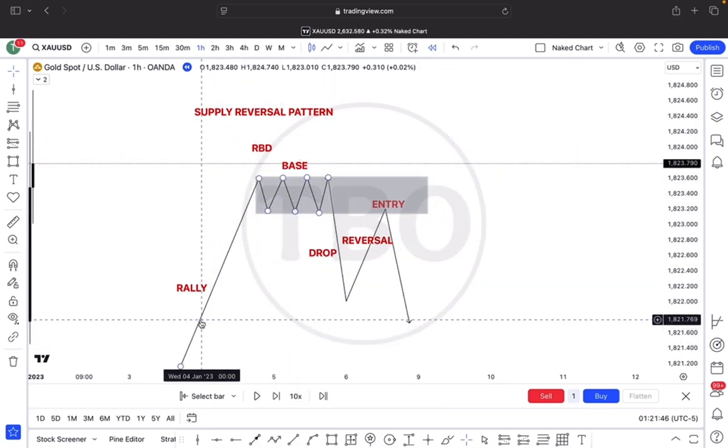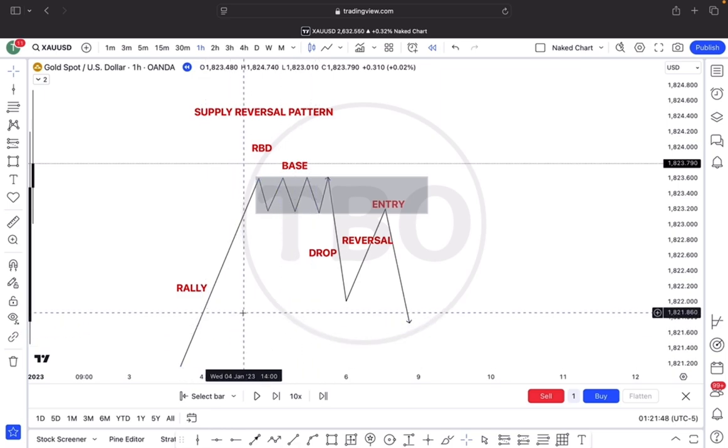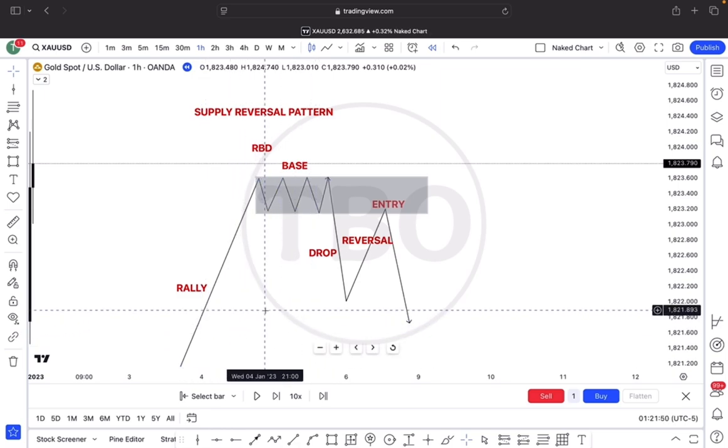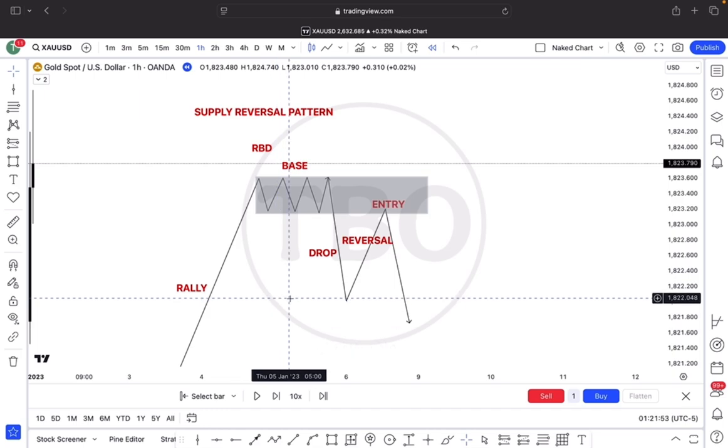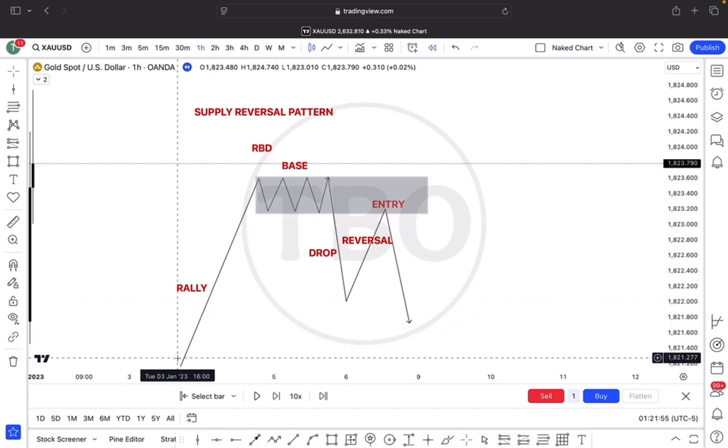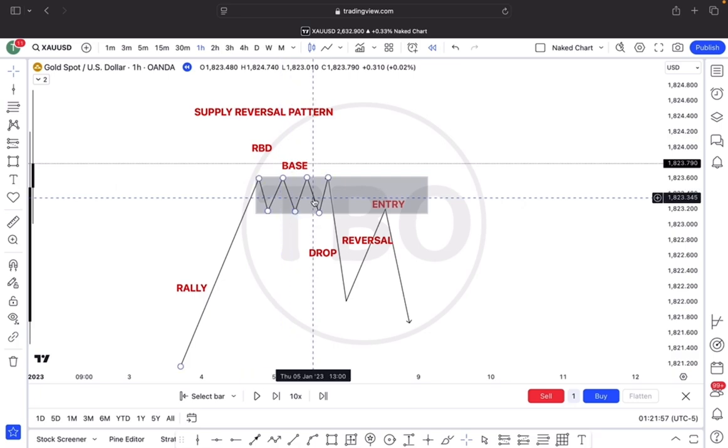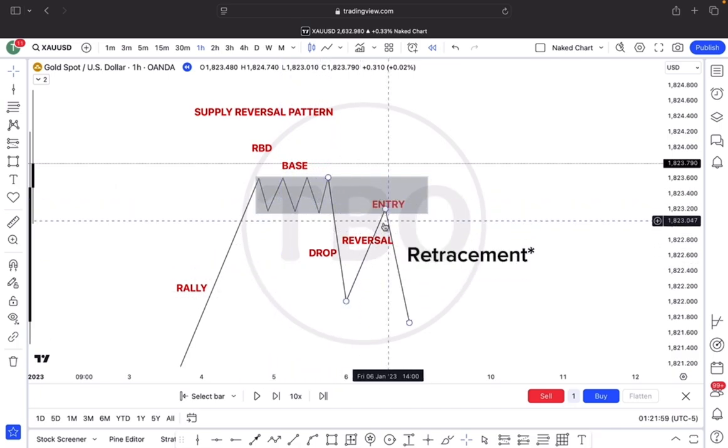So yes, guys, this is what it looks like, right? Clean example, but I need y'all to understand that it's not gonna be this clean on the actual charts. So we have a rally, then we have the base, then we have the drop, the reversal, and the entry.